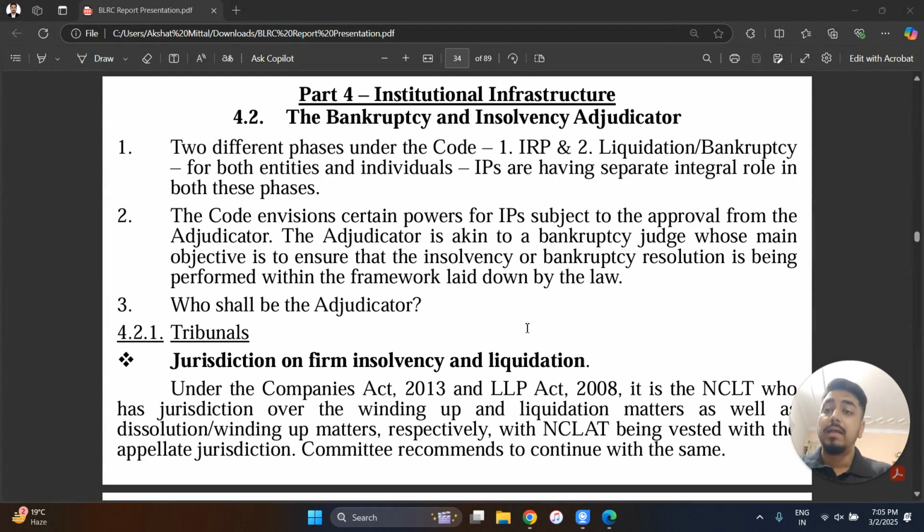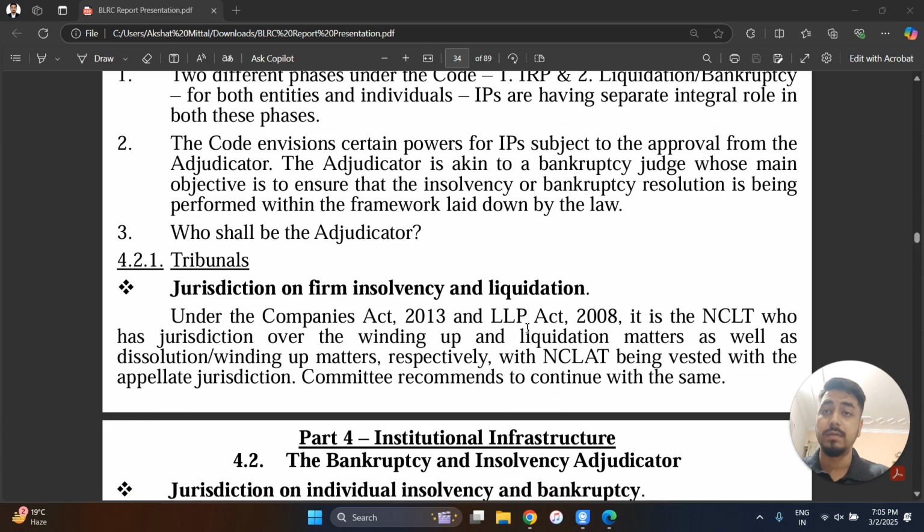So, the bankruptcy and insolvency adjudicator. Now, this committee has discussed that there are two different phases under the code. First is the insolvency resolution process, and the last resort being the liquidation process, along with the appointment of an insolvency professional. And above that, this committee has proposed to establish an adjudicator who will supervise the overall resolution proceedings, and also supervise the liquidation process carried out by this insolvency professional.